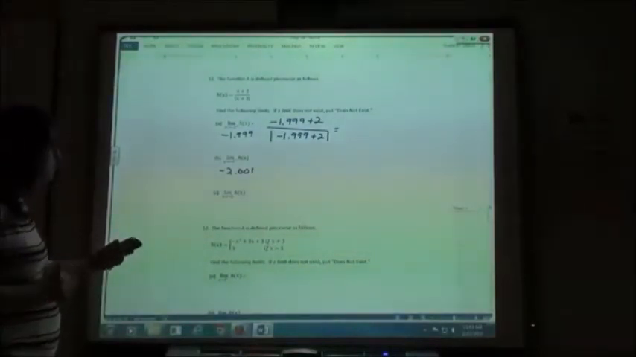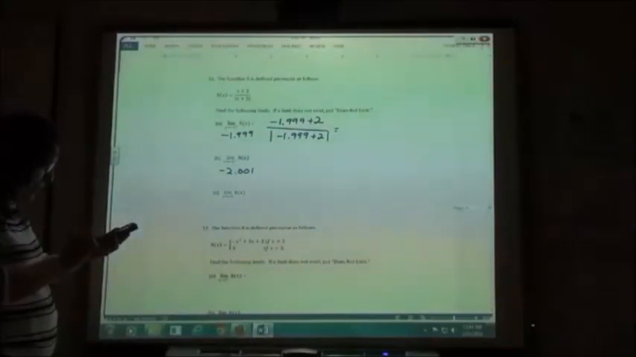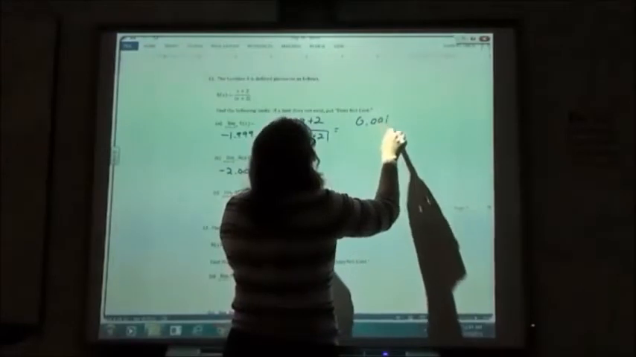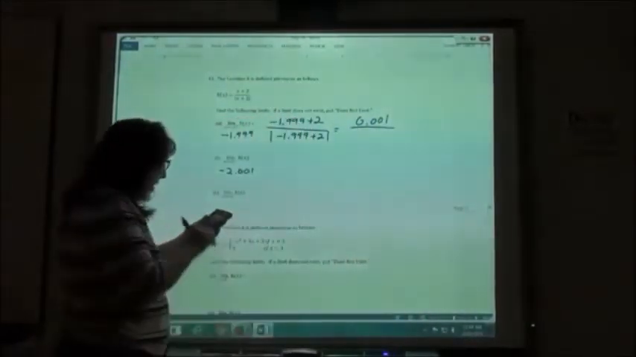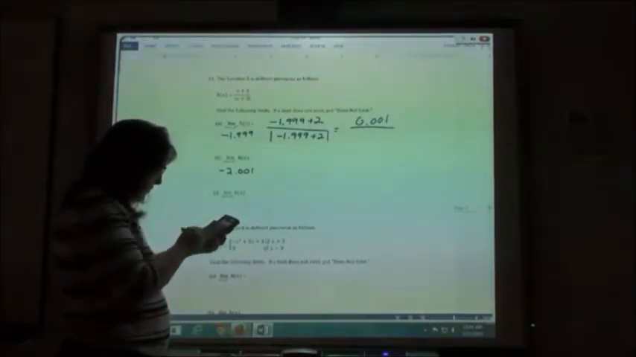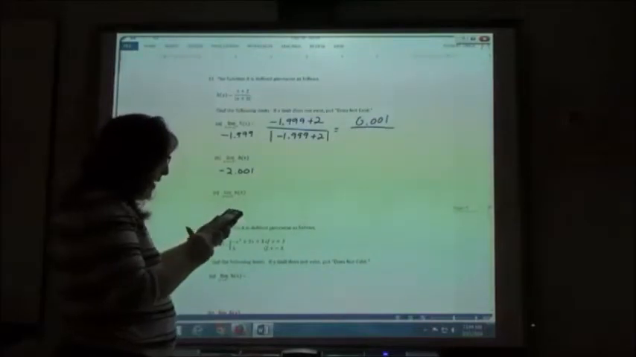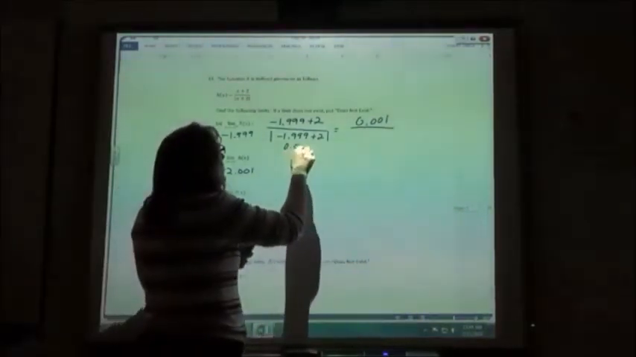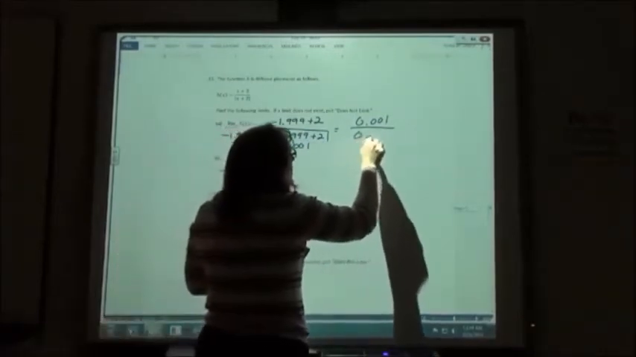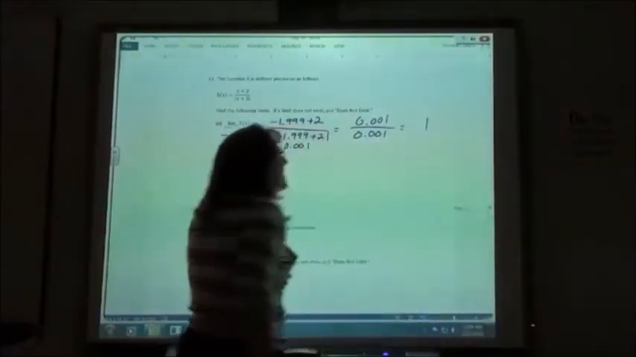So, if I have -1.999 plus 2, I would get a positive 0.001. If I have -1.999 plus 2 again, I get 0.001. Since this is positive and it's in the absolute value, it's going to stay positive. And then anything divided by itself is going to stay positive 1.